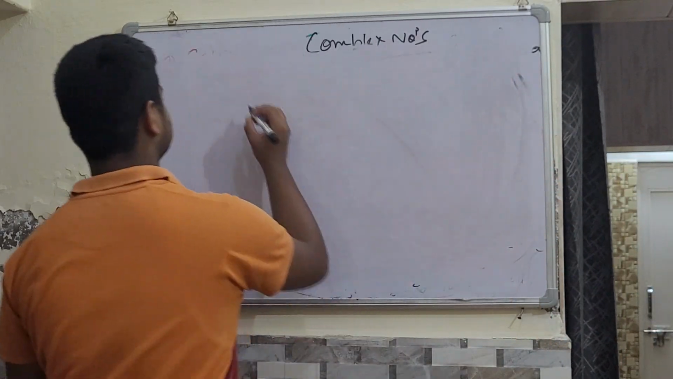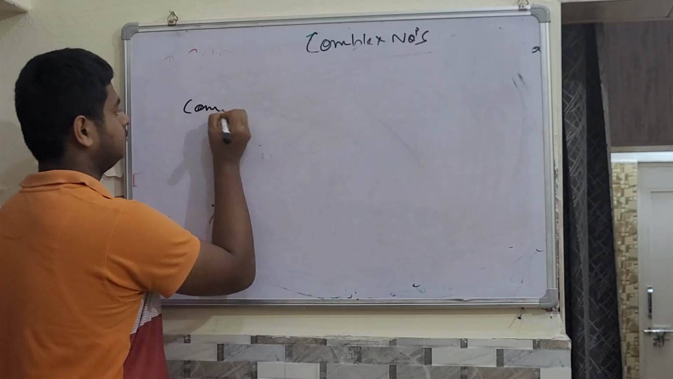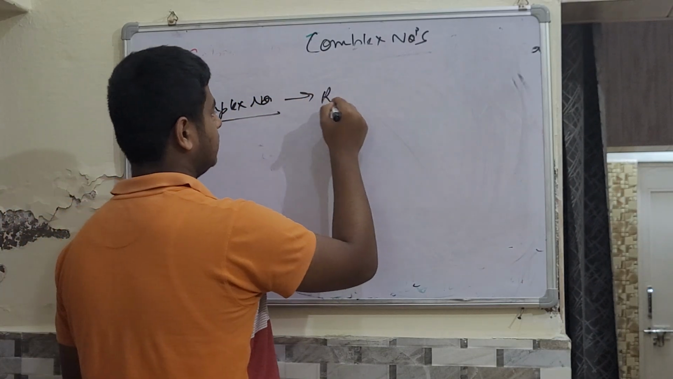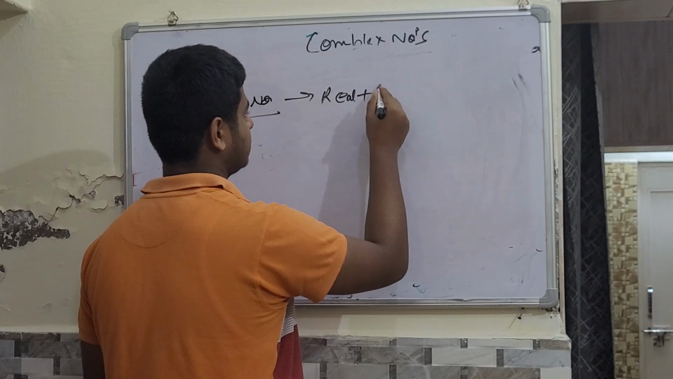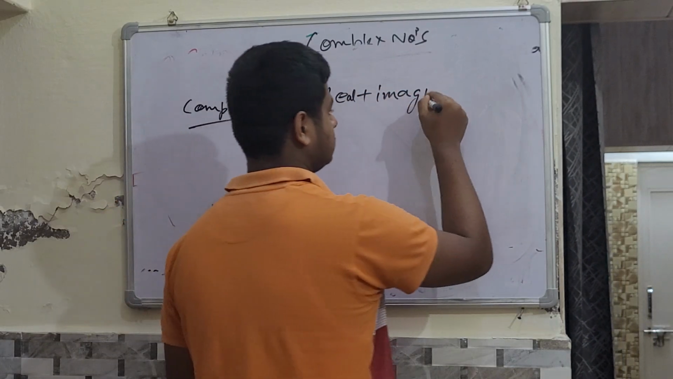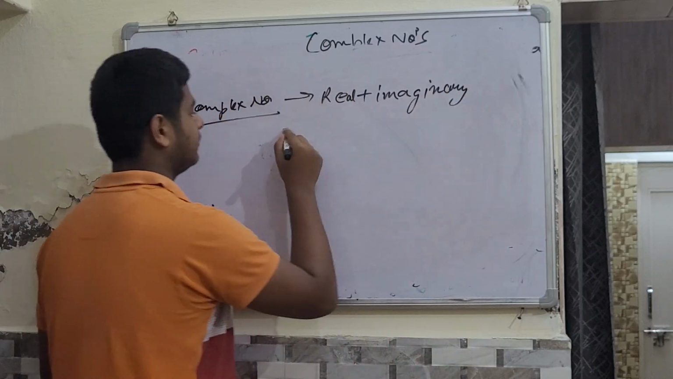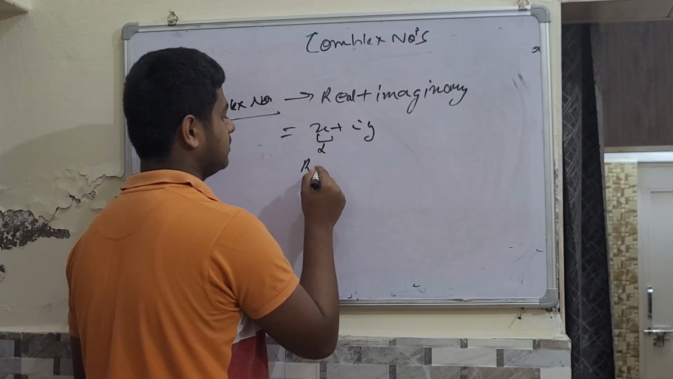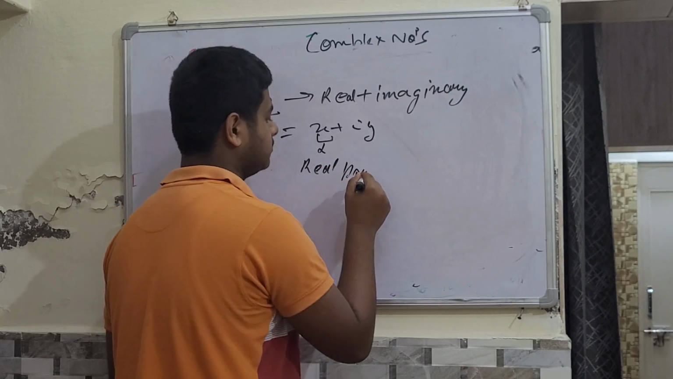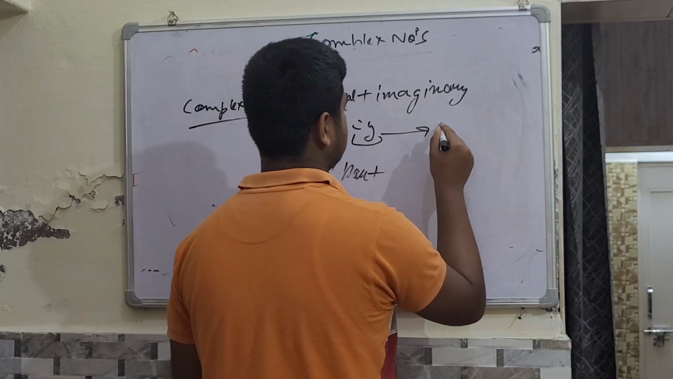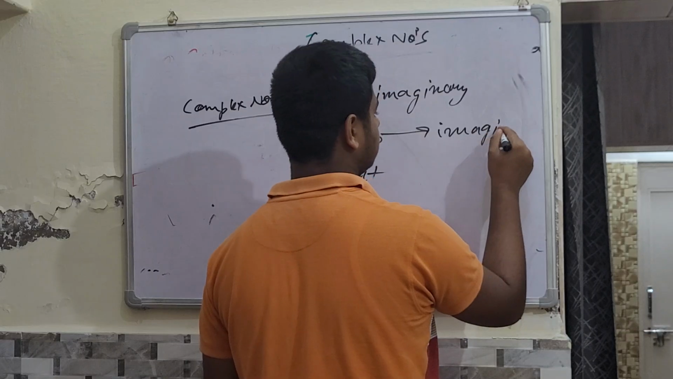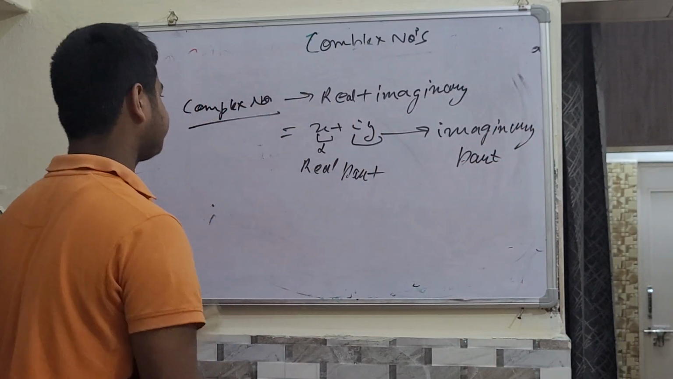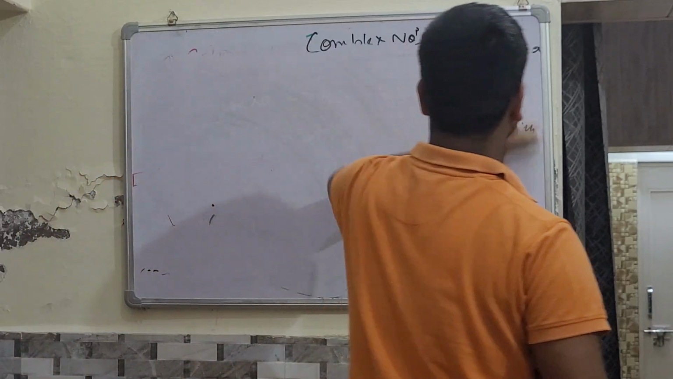First of all, a complex number is real plus imaginary. For example, x plus iy. This is the real part, and this is the imaginary part. Hope you know this.